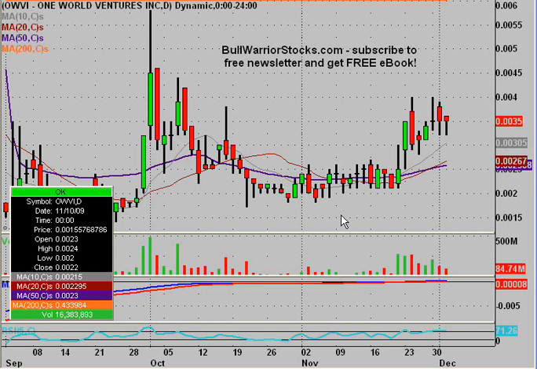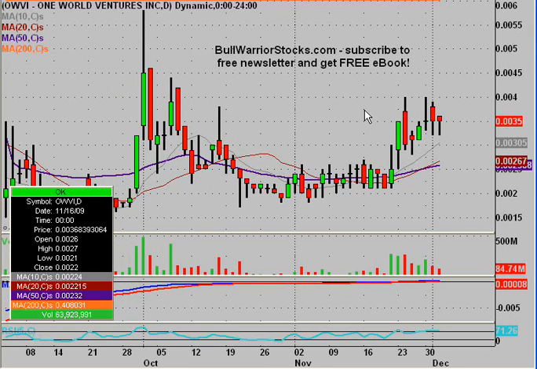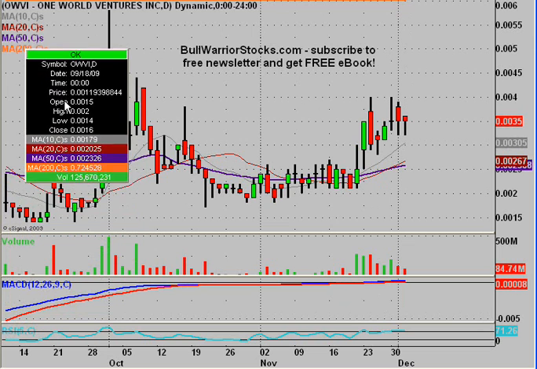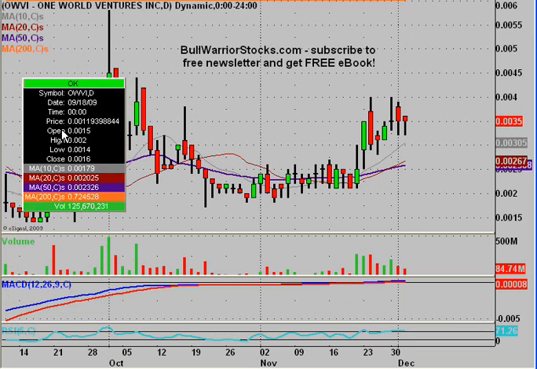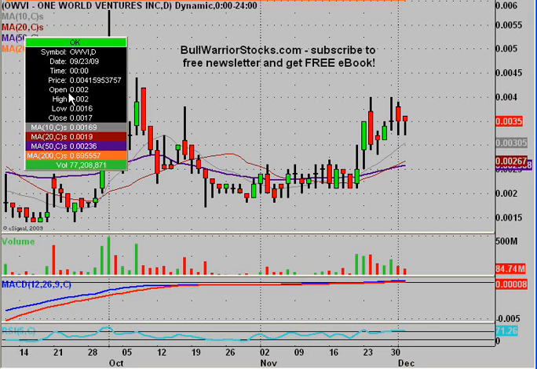Hey, this will be a video chart on OWVI, One World Ventures Incorporated. I did this one before and want to get it back updated here. I got a little interesting short-term pattern going, and I want to point that out, and then go over where the resistances are and so forth if there is a breakout from this pattern, on both sides of the equation. If it would break to the downside, where the next support's at, and if it would break to the upside, where the resistance level's at.